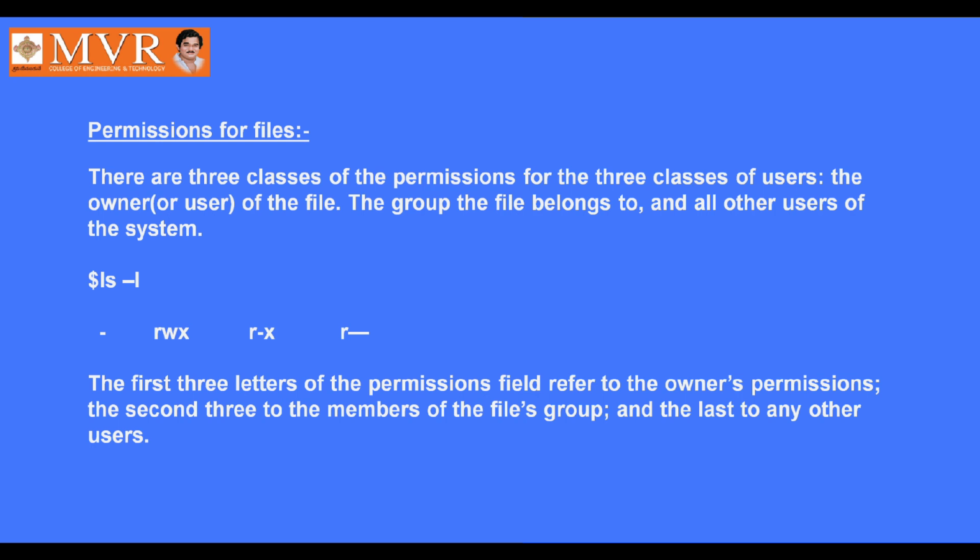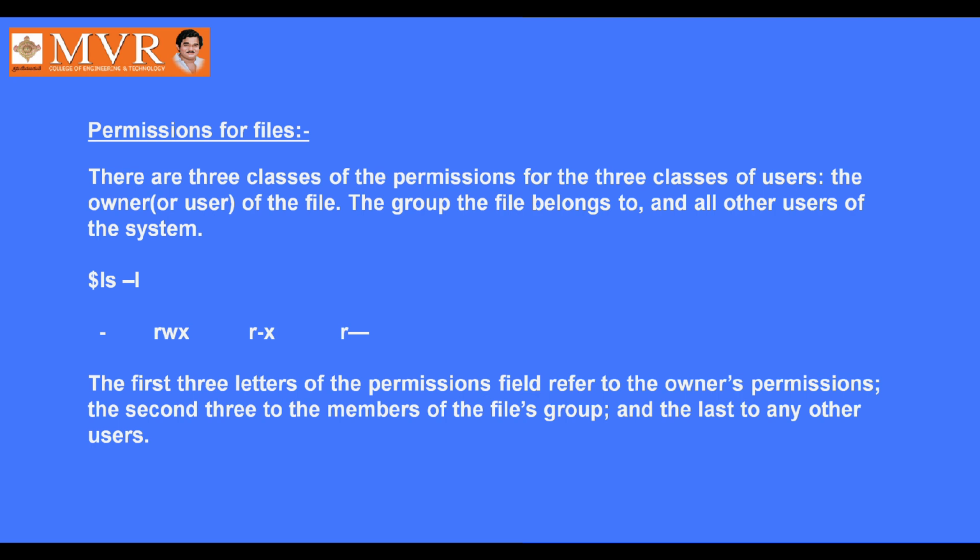So remember, there are three types of users: the owner who created the file, the group the owner belongs to, and the remaining people, who are called others. And there are also three types of permissions: read permission, write permission, and execute permission. These are the three permissions you will have for each file and for each user.